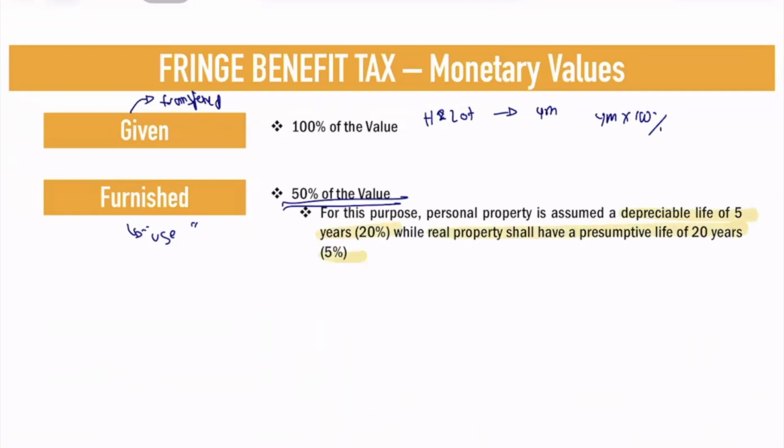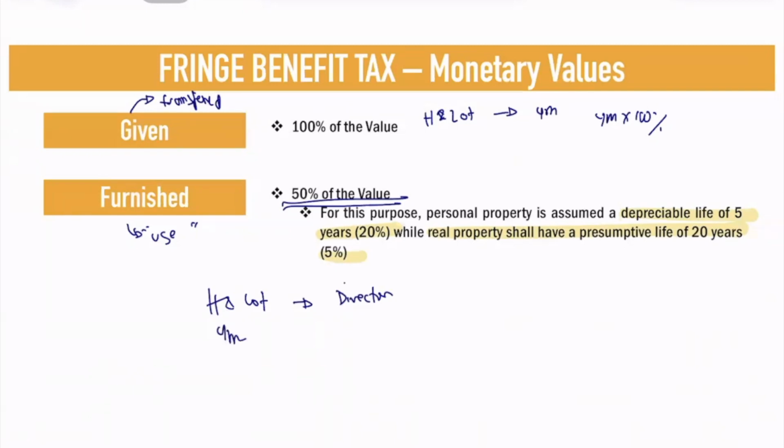So what's the difference there? The difference is as to the amount of monetary value given. Again, if it is already given, 100%. If furnished, only 50%, and generally you need to depreciate it. So let's say, for example, this house and lot is only granted to the director of the company. So assuming the fair value is 4 million.